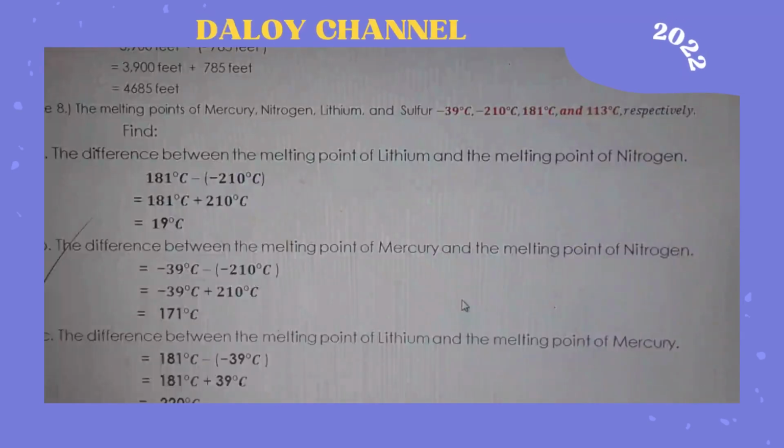9 degrees, negative 210 degrees Celsius, positive 181 degrees Celsius, and 113 degrees Celsius respectively. You are required to find, in letter A, the difference between the melting point of lithium and the melting point of nitrogen. The melting point of lithium is 181 degrees, to be subtracted by negative 210 degrees Celsius. So the statement becomes 181 degrees Celsius minus negative 210 degrees Celsius.